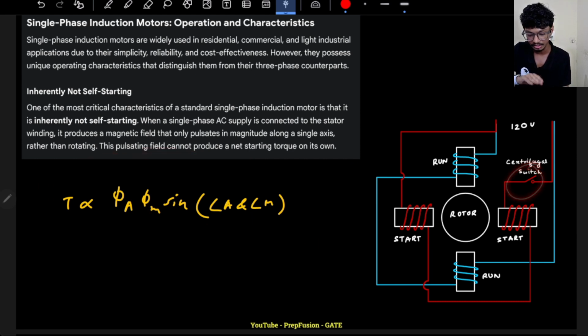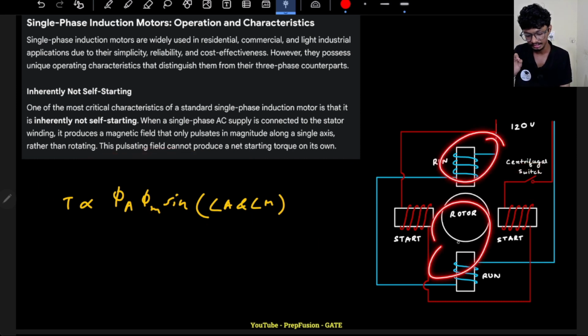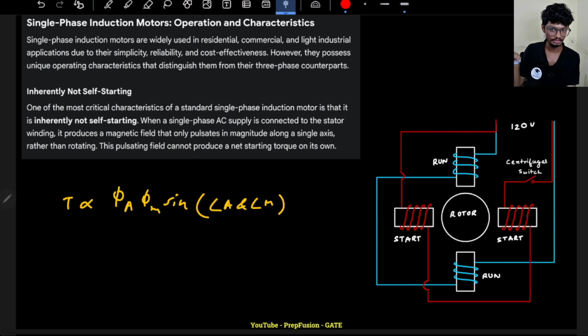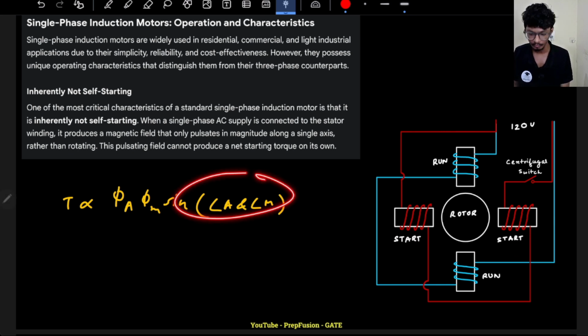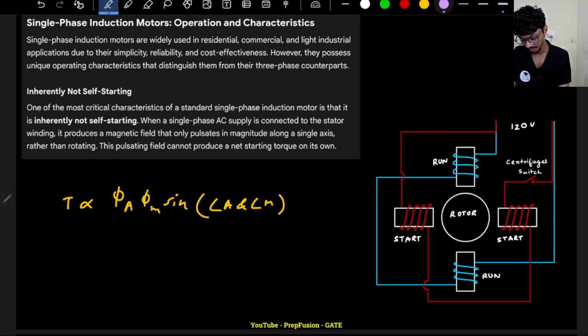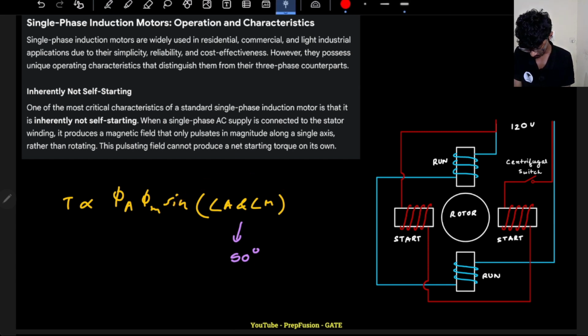Then we turn off the switch, then only this running winding is energized, the auxiliary winding is not energized. So this one is the start winding or auxiliary winding. Okay, so this is the basic working principle of a single phase motor. So when will this be maximum? When sine of the angle is maximum, when it is 90 degrees. When it is 90 degrees, it is maximum, right? So at that point it will be maximum.